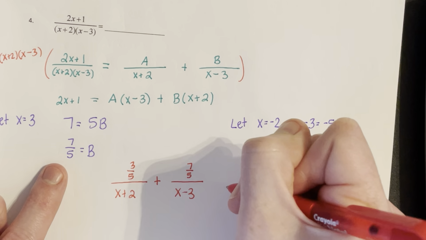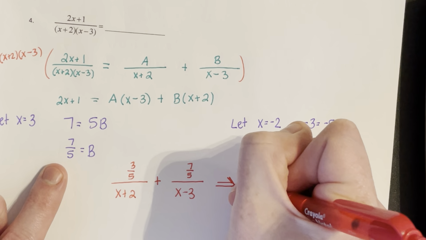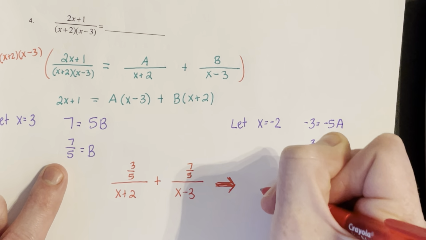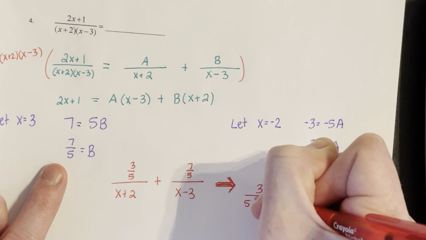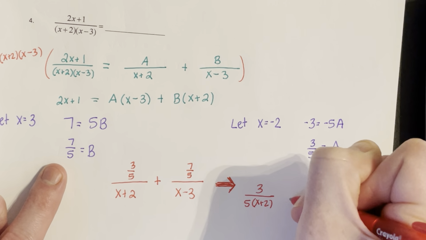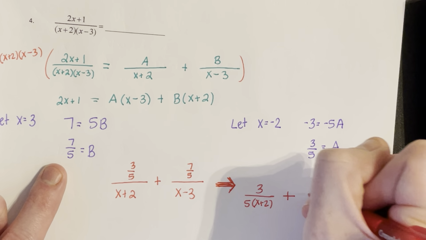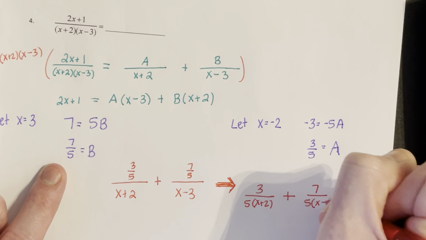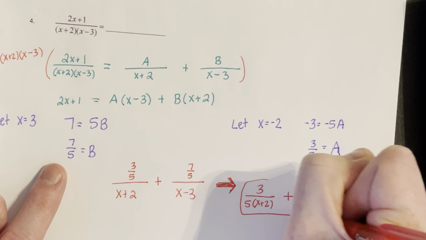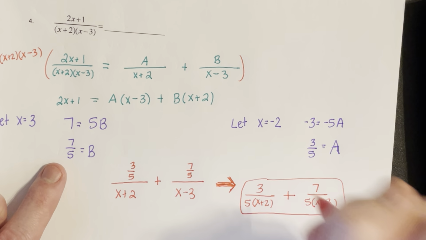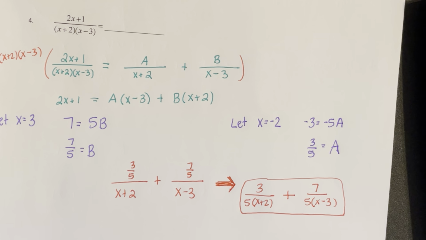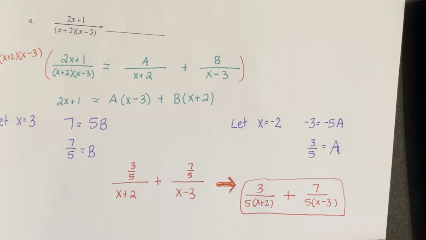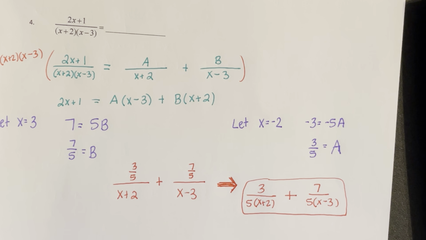We can't leave it that way. We keep going and simplify that so that we have 3 over 5 times x plus 2 plus 7 over 5 times x minus 3. All right. And so the last thing I would do is try to practice some of these that are in the lab manual as well.